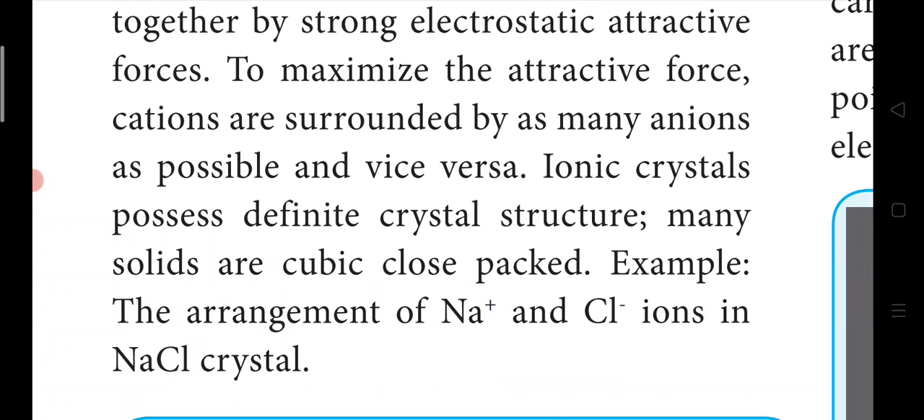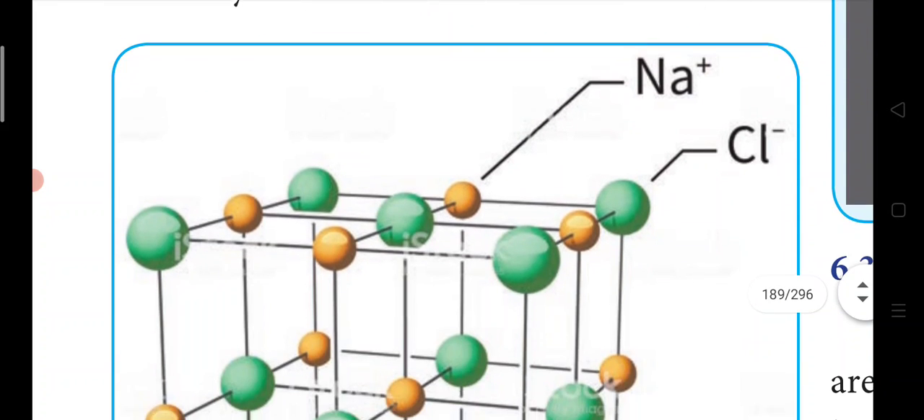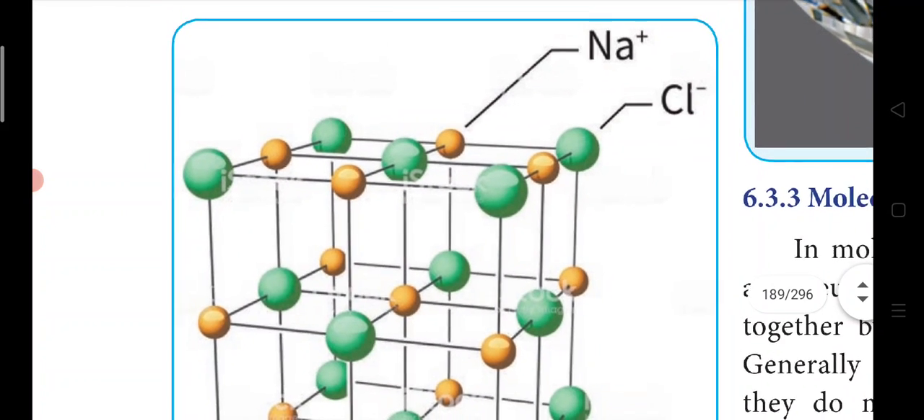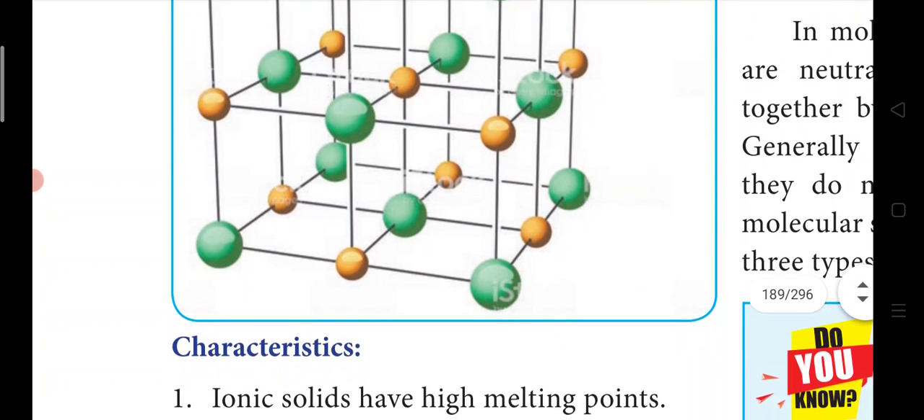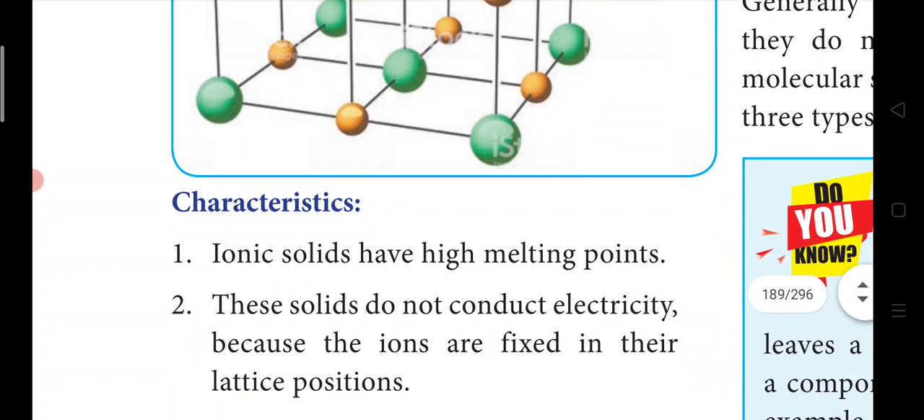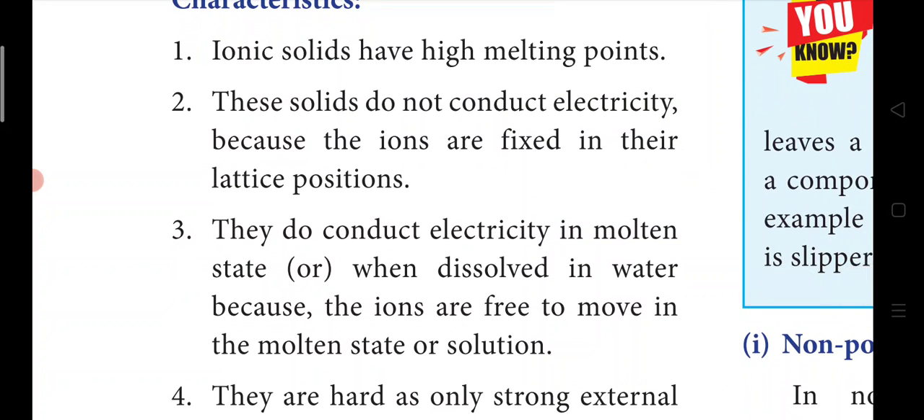Ionic crystals possess a definite crystal structure. Many solids are cubic close packed. Example, the arrangement of sodium and chlorine ions in a crystal. If you see here, the green ones are chlorine, the yellow ones are sodium. So you can see this is how an ionic solid will look. For example, NaCl, they have shown. Characteristics of ionic solids, again a 2-mark question. Ionic solids have a high melting point and these solids do not conduct electricity.